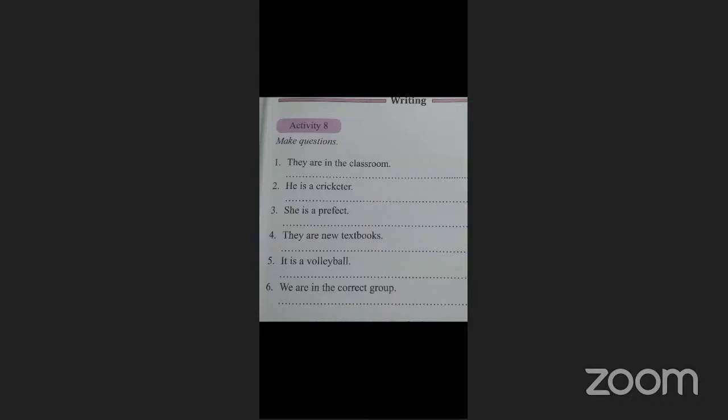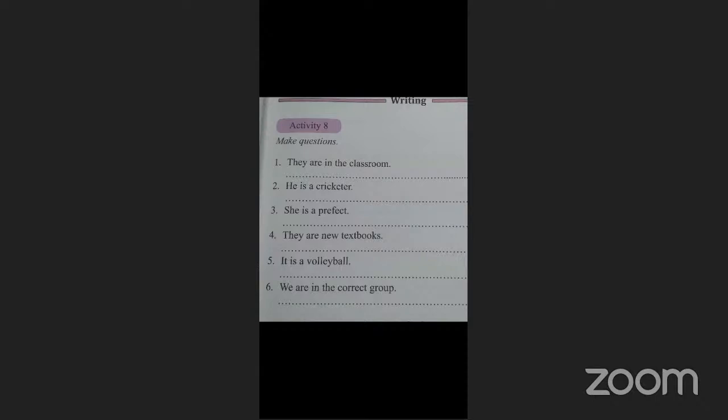Number 4. They are new textbooks. Yes. How do you make the question? Are they new textbooks? Number 5. Sorry, it is a volleyball. So the question form is: Is it a volleyball?